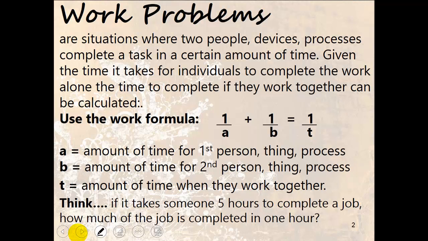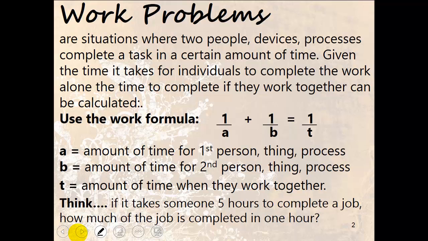Work problems are where you have two people, or two pieces of machinery, or two devices, or two different processes, but each of them completes a task in a different amount of time. So they do the same task, but it takes them a different amount of time to complete it. If you're given the individual times that they complete the task, then you can calculate the time it would take if they work together.